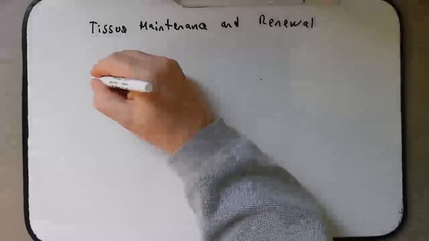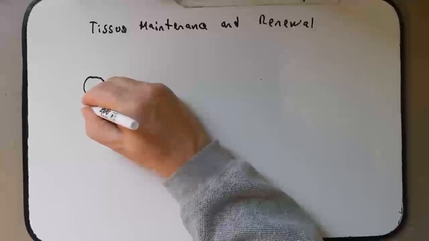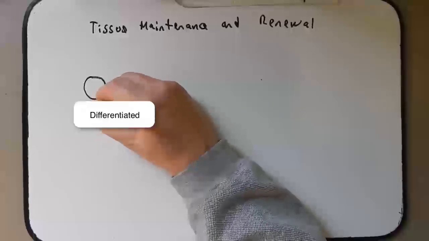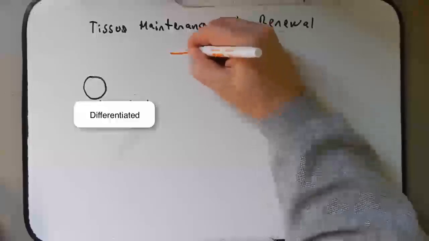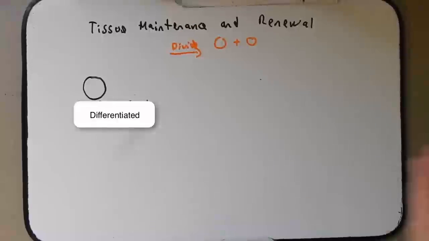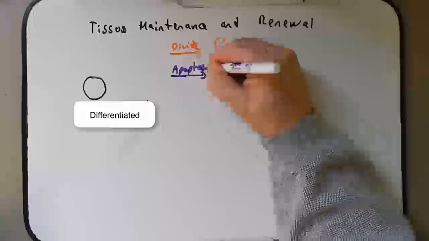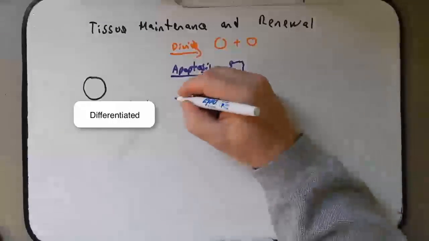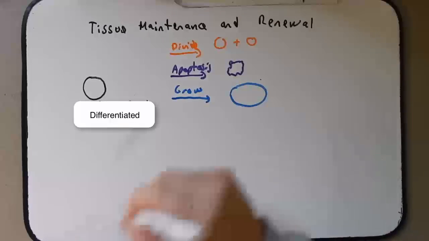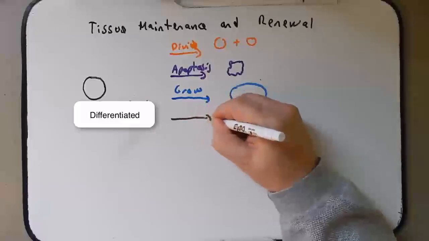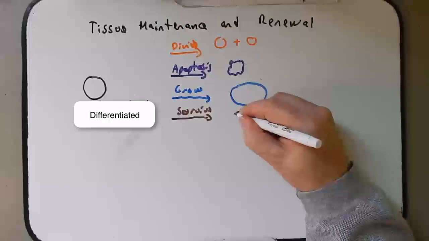Up to now, we've talked about how a specialized cell, so a cell that we'll say is differentiated, can divide. We've talked about how a differentiated cell can go through apoptosis and die. We've briefly talked about how a cell can grow. We've talked about how that cell can simply just survive without dividing, dying, or growing.